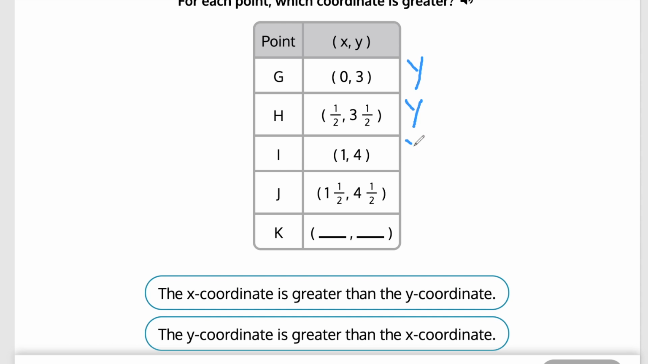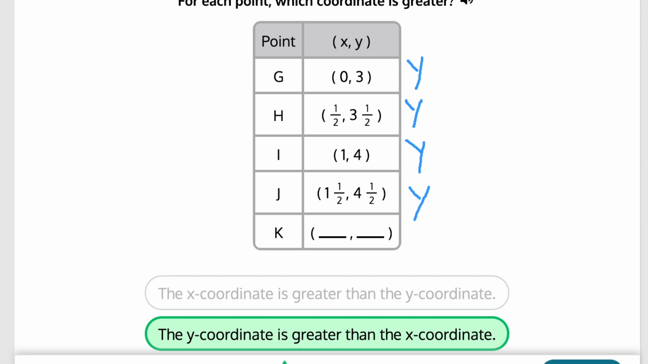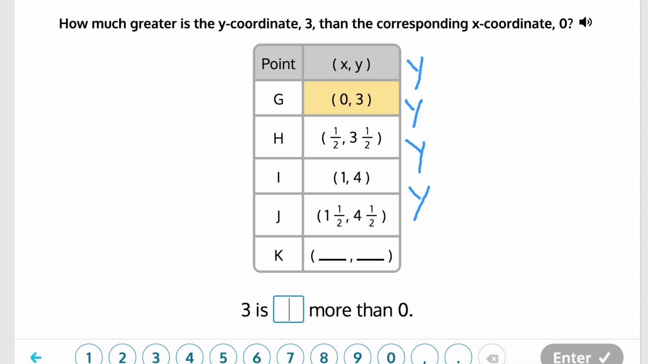In I, the y is greater. And in J, the y is greater. We don't know the coordinates of K yet. So let's think. The x coordinate is greater than the y coordinate? No. The y coordinate is greater than the x coordinate? Yes. Awesome. 3 is blank more than 0. How much more than 0 is 3? Well, 3 is 3 more than 0.